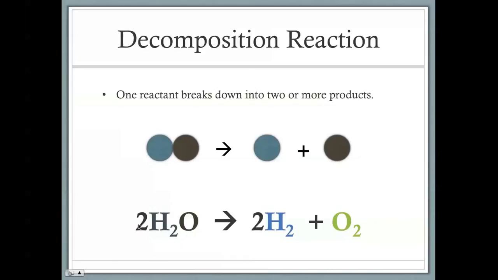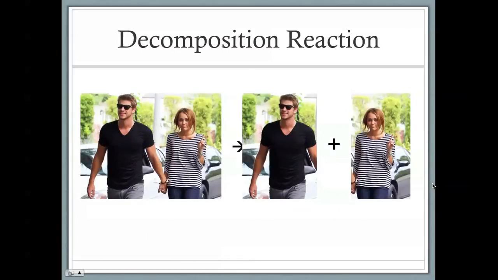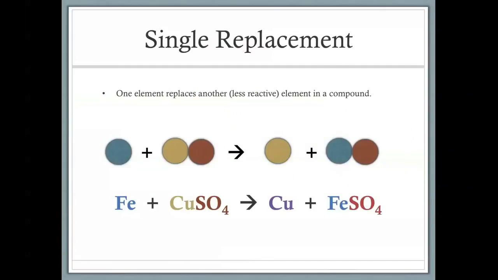So you're only looking for 1 piece on the left in terms of your reactants, and then it should be breaking apart into 2 or more pieces on the right, and that is, again, a decomposition reaction. And again, this can be represented in real life by any couple that breaks up, and that, again, is symbolic of a decomposition reaction.